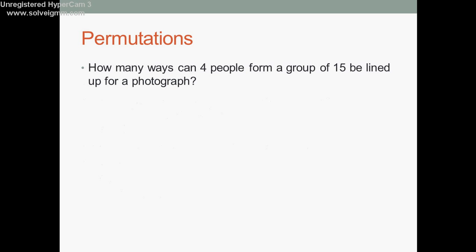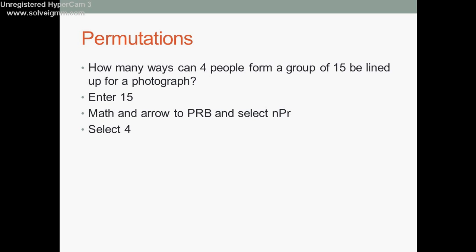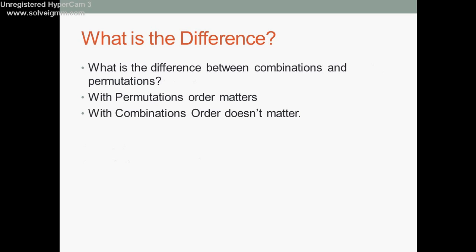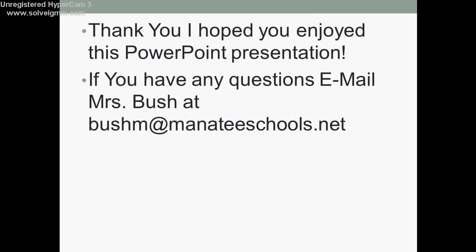Permutations are very similar to combinations. You hit the NPR button instead of NCR. And here's the example. How many ways can 4 people from a group of 15 be lined up for a photograph? Enter 15. Math and arrow to PRB and select NPR. Select 4, hit Enter, and the answer is 32,760. So what is the difference? With permutations, order matters in the questions, and with combinations, order doesn't matter.